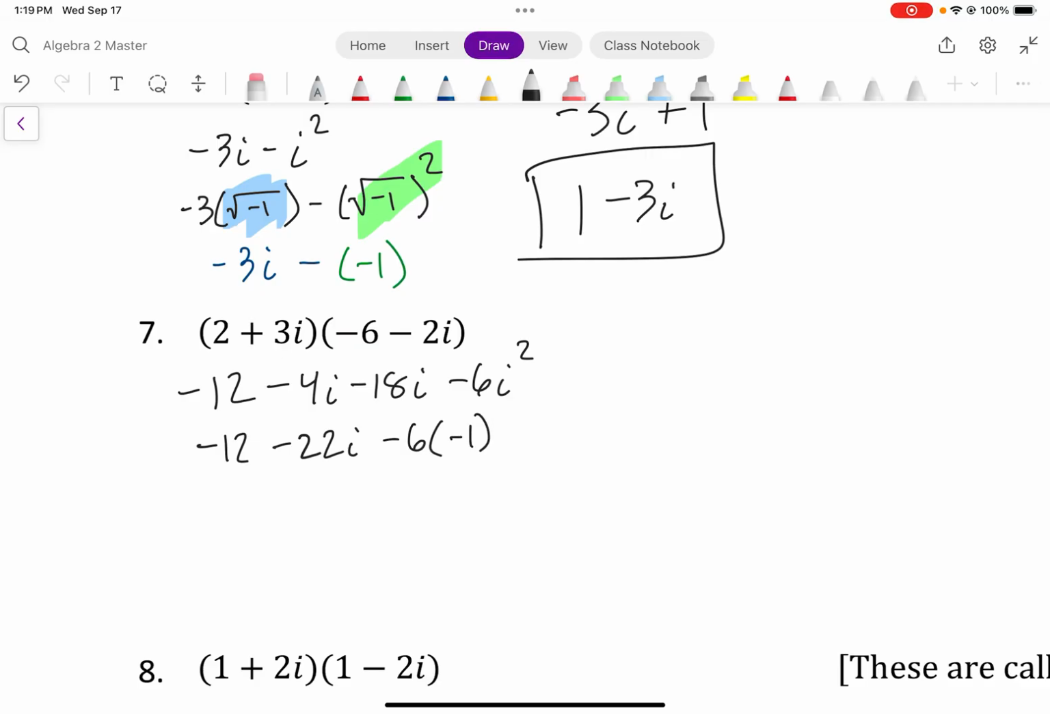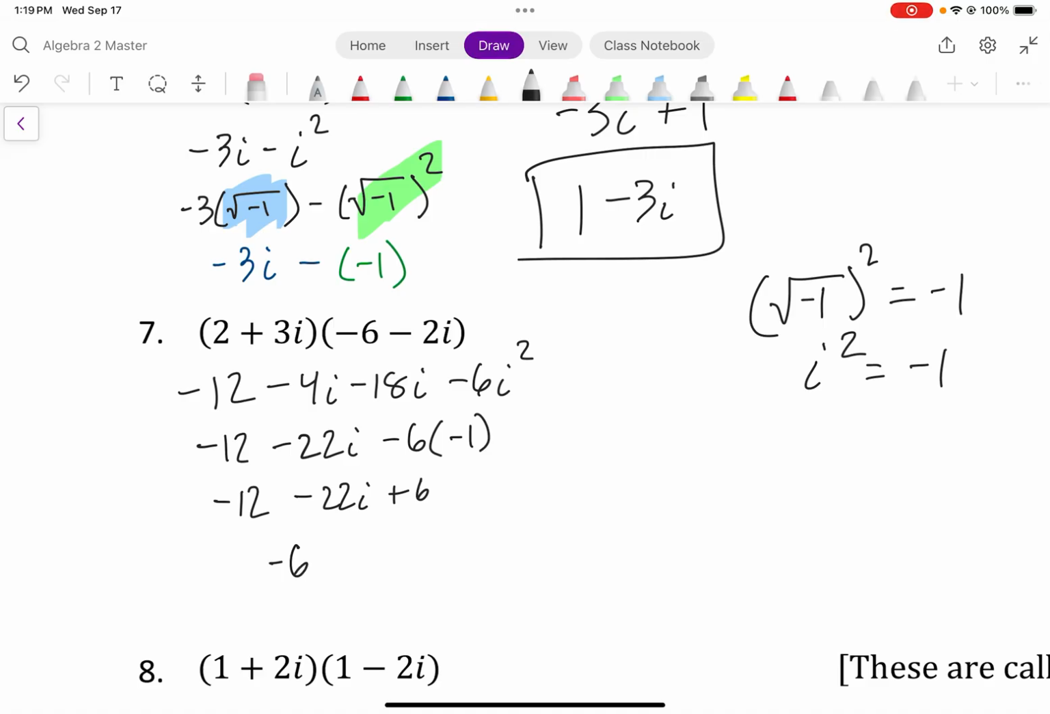Very, very quickly, you're going to get used to i squared equals -1. It's going to be a very important part of doing a lot of these problems. So now I'm at -12 minus 22i plus 6. -6 times -1 is +6. Combine my real terms, the -12 and the plus 6, gives me a -6 minus 22i.